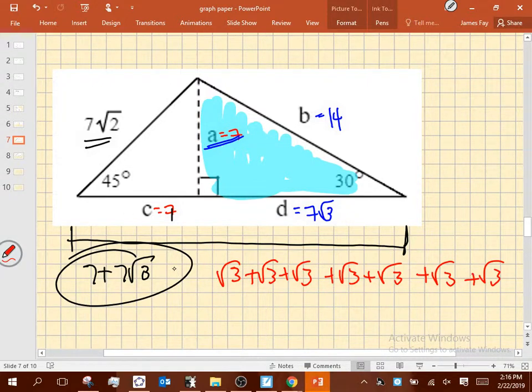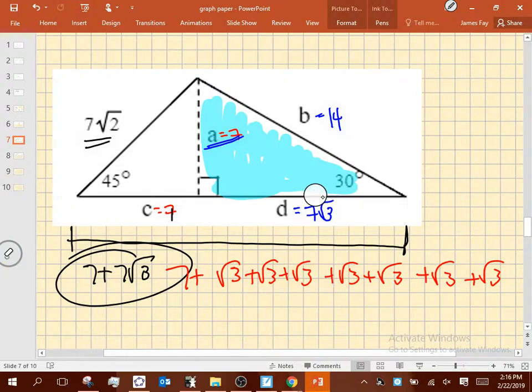Well, if I put 7 plus that, is there any way that that's going to turn into 14 radical 3s? Does that make sense to everybody? That has to just be the only thing that I have there that are like objects are the radical 3s. So it's just 7 plus 7 radical 3.